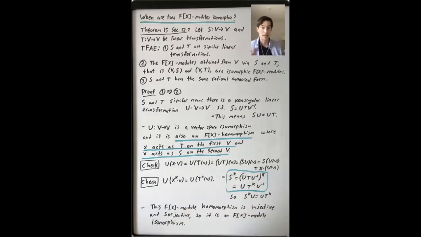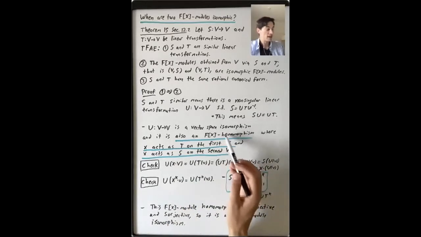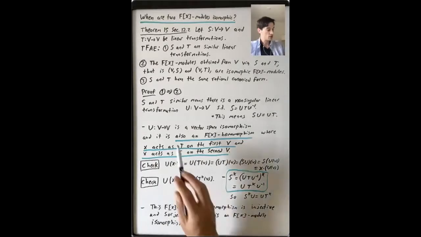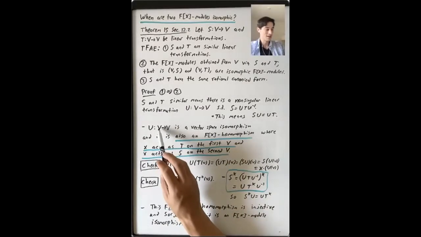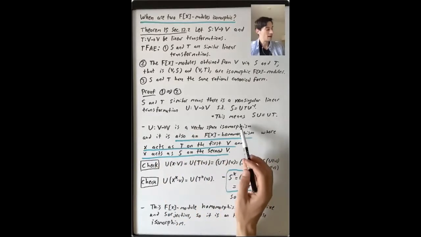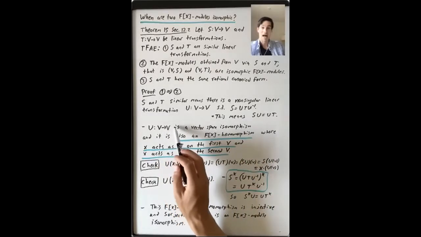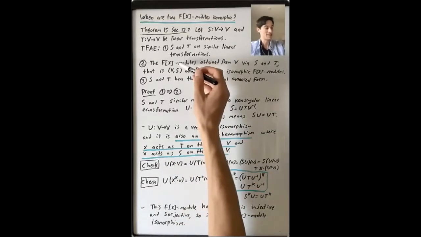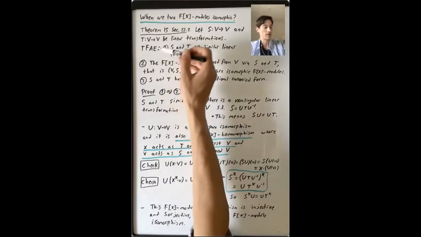And now you can extend by linearity and see that this really is an F[x] module homomorphism. So what do we need? We actually want this to be an F[x] module isomorphism. But it's certainly injective and surjective because U gives an isomorphism of vector spaces. So this map from V to V is injective and surjective. So we have an F[x] module homomorphism that's injective and surjective, so it's an F[x] module isomorphism. All right. So I'll pause and erase, and we'll prove 2 implies 3 and 3 implies 1.